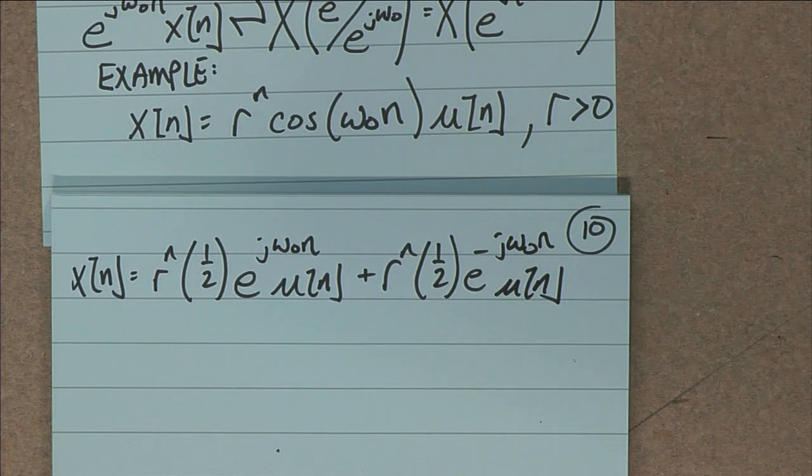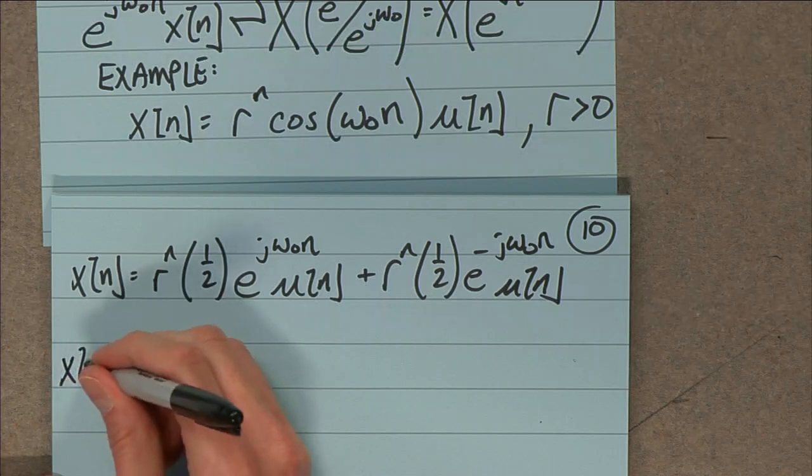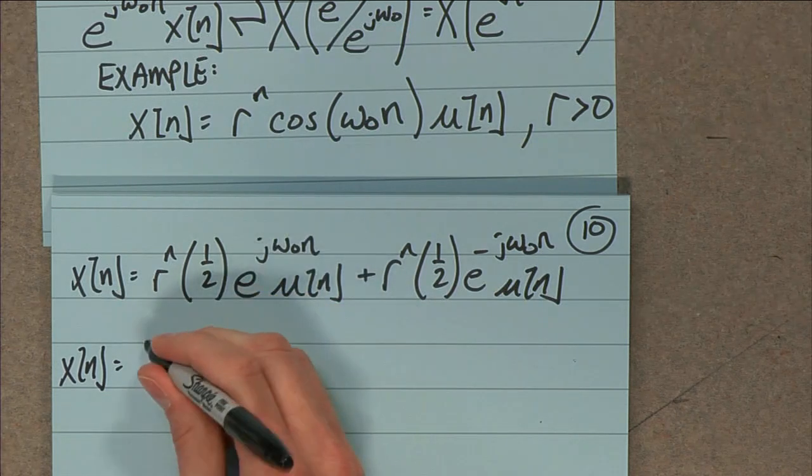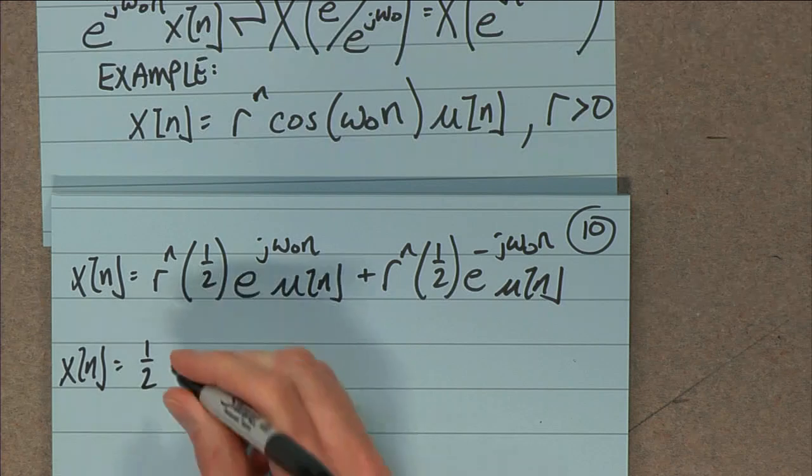Now what we're going to do is try to apply this multiplication by an exponential sequence property. So to do that, we've got to prepare the expression a bit. So let's group these terms together so we actually are sort of multiplying by a complex exponential. So I'm going to take the 1/2 out here. That's not a complex exponential.